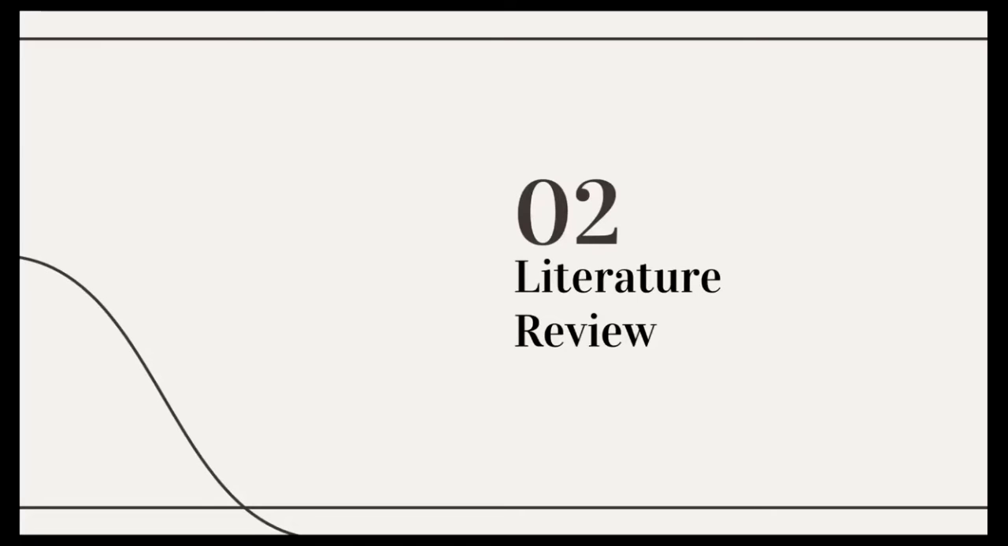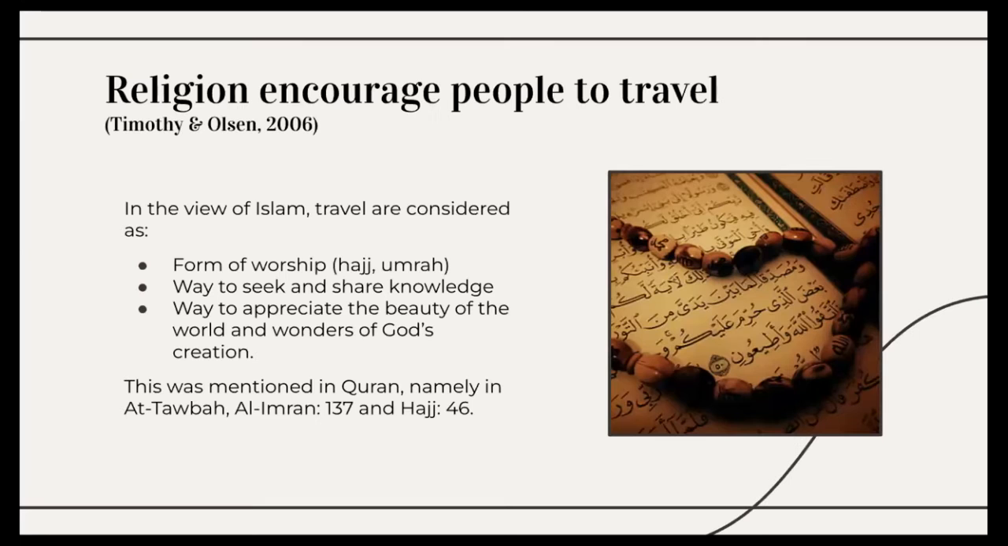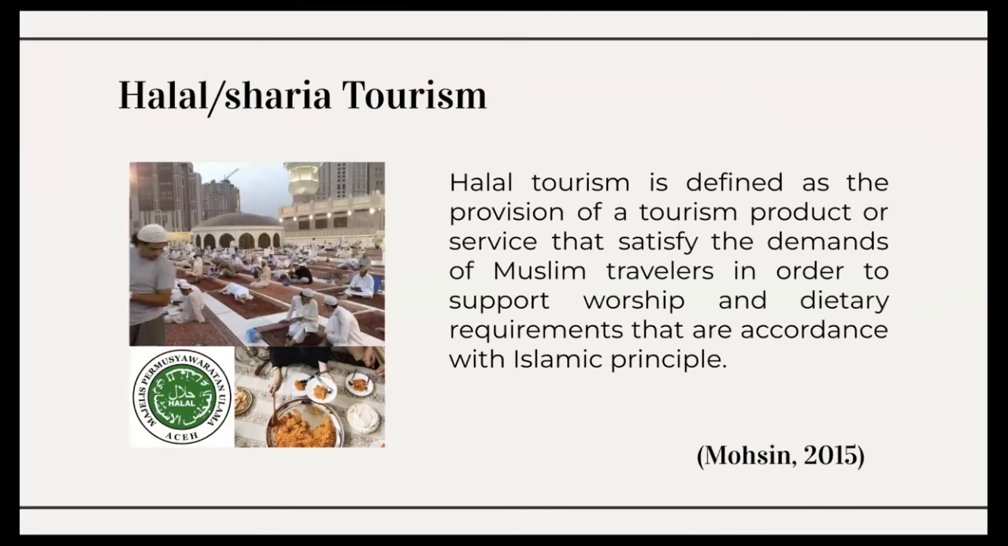Let's move on to the second part, the literature review. Due to the time constraint, I will skip through some slides and get to this slide. So halal tourism or Sharia tourism is defined as tourism product and service which satisfies the demand of Muslim travelers, such as the existence of a mosque or praying room and halal certified food. It fulfills the requirements that are in accordance with Islamic principles.